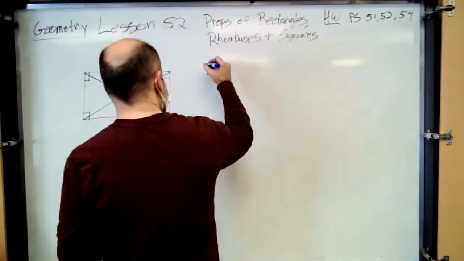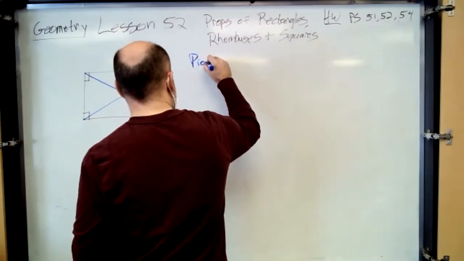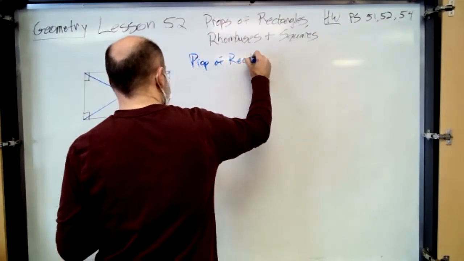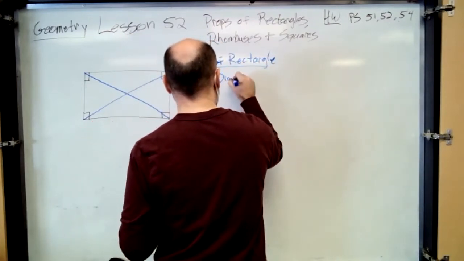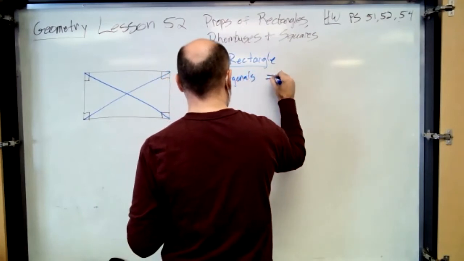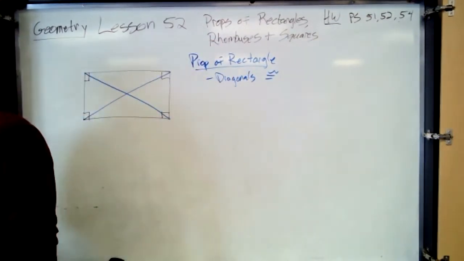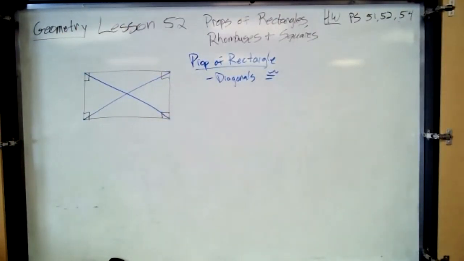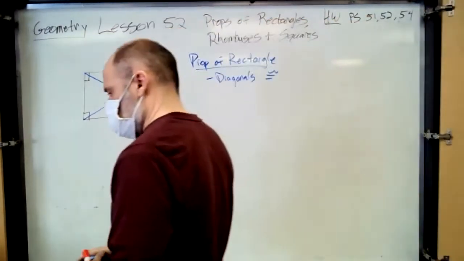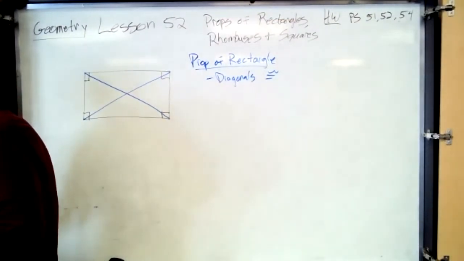Okay. So property one, property of rectangle. Prop of rectangle number one: diagonals are congruent. They're not perpendicular. In a square they are. In a rhombus they are. But in a rectangle that's not a square, they're not perpendicular. All right. So the diagonals of a rectangle are congruent.